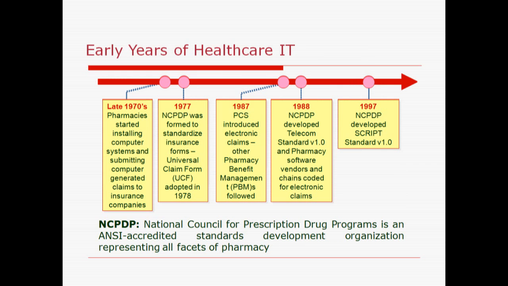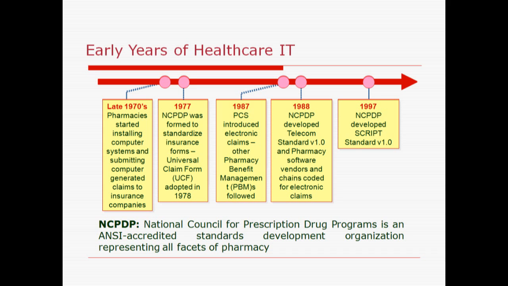Now this slide is highlighting the early years of healthcare IT. That means how healthcare IT has progressed from the late 1970s. The journey started when pharmacies started installing computer systems and submitting computer-generated claims to insurance companies. In the year 1977, NCPDP was formed to standardize insurance forms. The Universal Claim Form, also abbreviated as UCF, was adopted in 1978.